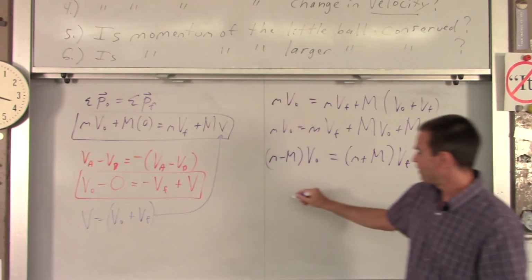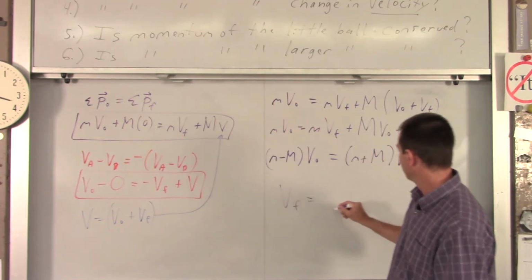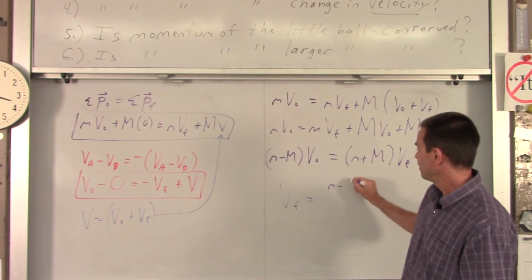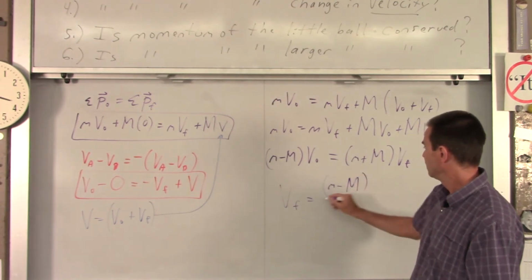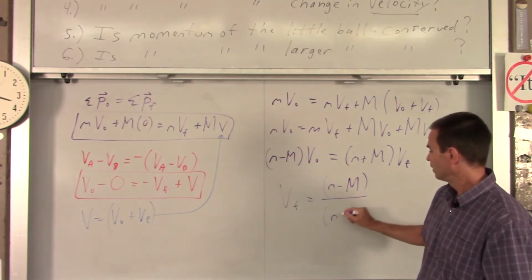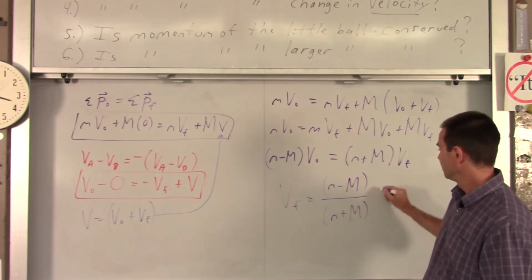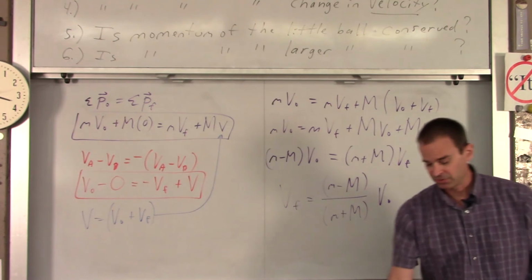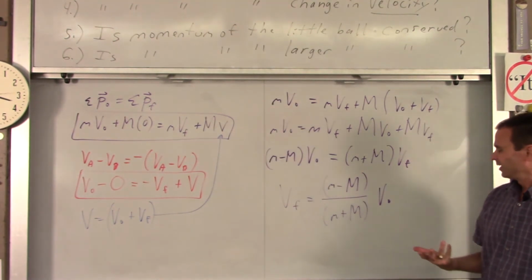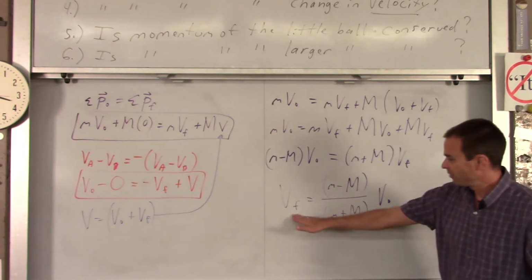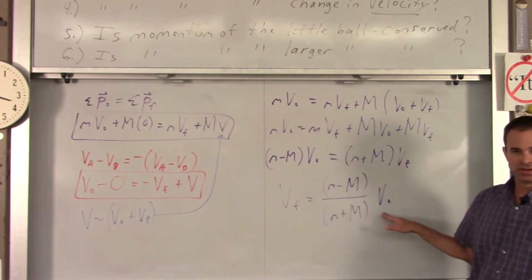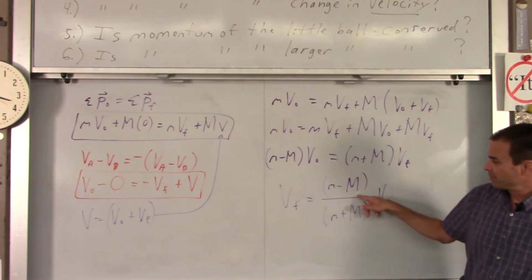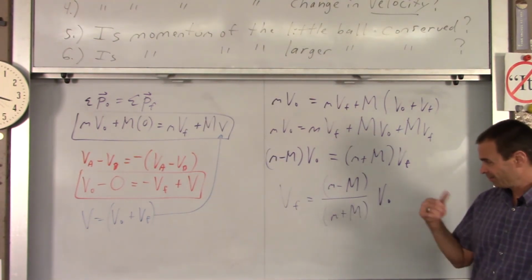And then if you get v final by itself, you get the following expression. You get little m minus big M over little m plus big M, v naught. So the question we set out to answer was, show me that v final is about equal to negative v naught if big M is much bigger than little m. Well, let's check it out.